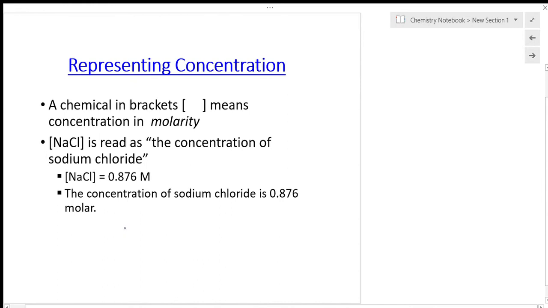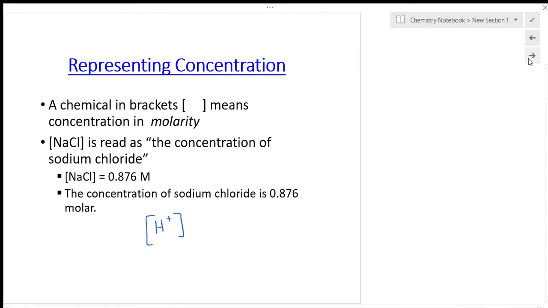This is going to be really handy for us to know when we get into acids and bases. Because in acids and bases, when we measure pH, we're looking at the concentration of the hydrogen ions in solution. So if you know that's a hydrogen ion and it's in brackets, it's the molarity of the hydrogen ion.